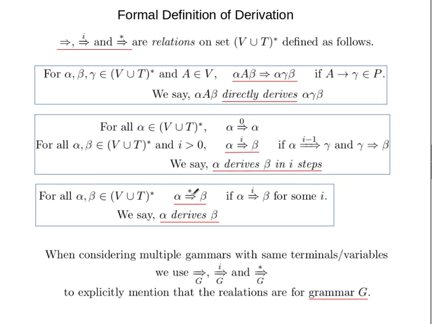And then we have this star here. So we say alpha derives beta if there is some I such that alpha derives beta in I steps. Okay, it can be 0, it can be more than 0. This star means that there is some I for which this derives this, right?